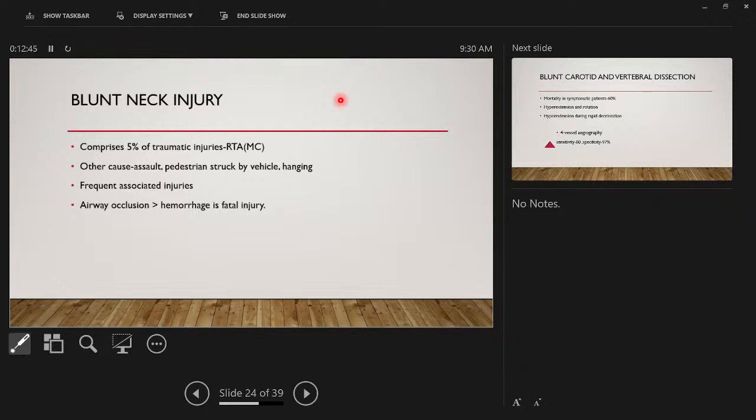Blunt neck injury mostly comprises 5% of traumatic neck injuries. Other causes can be assault, pedestrian struck by vehicle, and hanging. Frequent associated injuries are also there. But in blunt neck trauma, our concern is mostly airway occlusion more than hemorrhage, because here the airway is compromised.